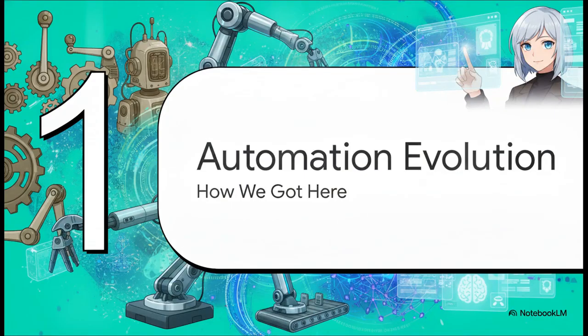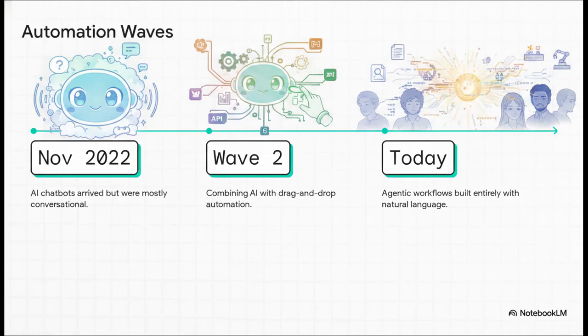All right, section 1, the automation evolution. To really get why this is such a game changer, we have to look at the distinct waves we've seen over just the last couple years. The first major wave kicked off around November 2022 with AI chatbots. Suddenly, anybody could just chat with an AI to brainstorm or write content. It was incredibly exciting, but it was mostly conversational, you know? It wasn't actually doing the physical work for you.